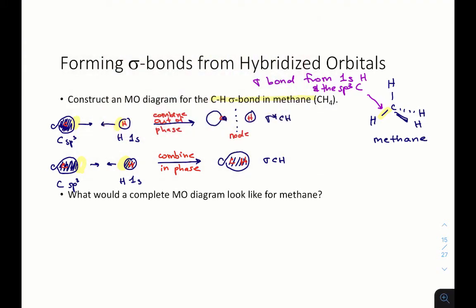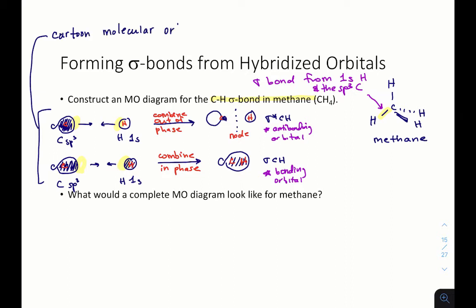Sigma star is an antibonding orbital. So from the combination of these 2 atomic orbitals, 2 new orbitals are formed: a lower energy sigma CH, a bonding orbital, and a higher energy sigma star CH, an antibonding orbital. We have now drawn the cartoon molecular orbitals that describe the bonding interaction between carbon and hydrogen. If I ever would like you to do this, I will refer to this exercise as drawing the cartoon molecular orbitals. Now let's draw the energy diagram.